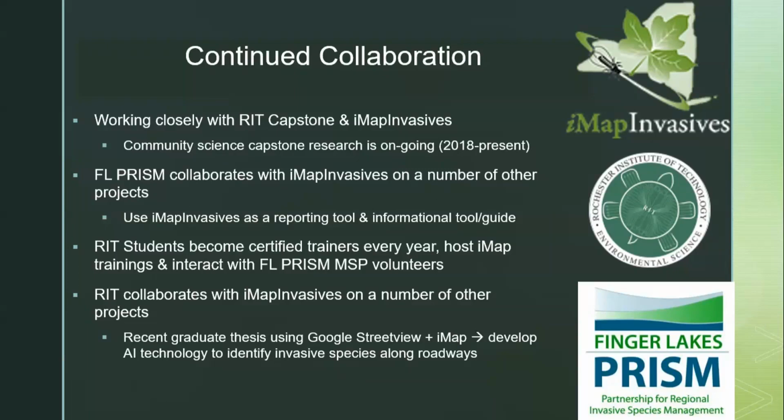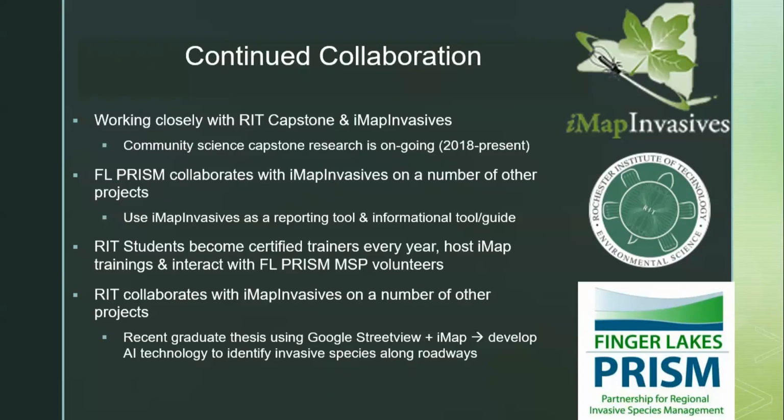So we use iMapInvasives obviously as a reporting tool. All of the data that we collect goes into IMAP, but we also use it heavily as an informational tool and kind of a guide for us. When I need to know the layout of the land, I often pull up IMAP first. If I get questions about different invasives on a lake in a certain area, I'm looking at iMapInvasives for that information. And then just another note, RIT students in the capstone course become certified trainers every year. They host IMAP trainings and they get to interact with the Finger Lakes Prism's volunteers, which is great.